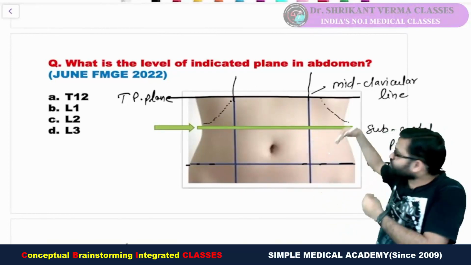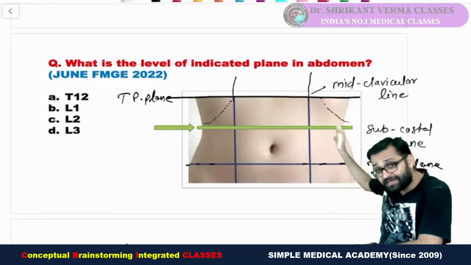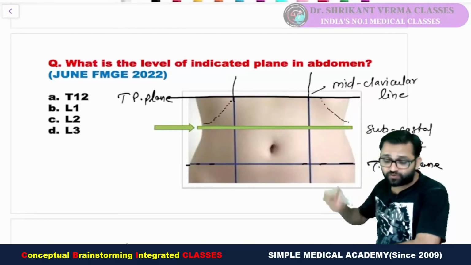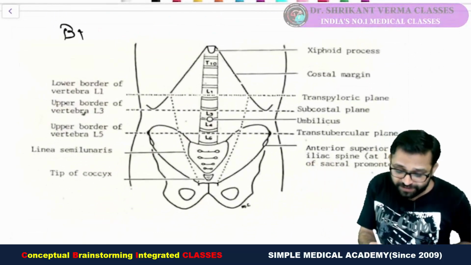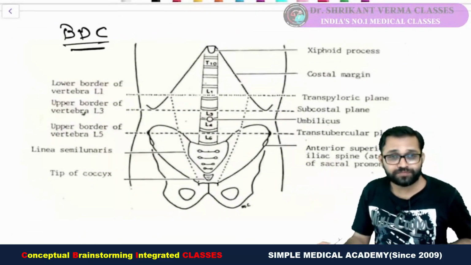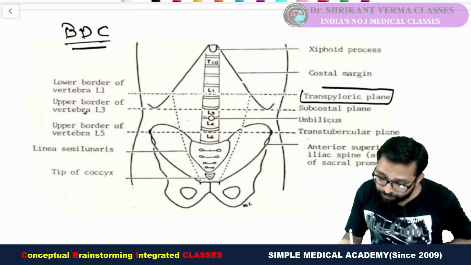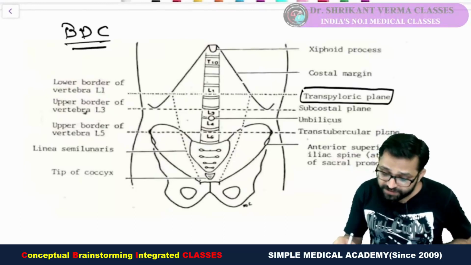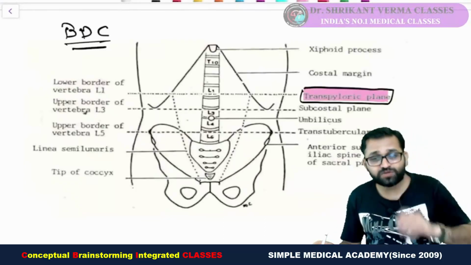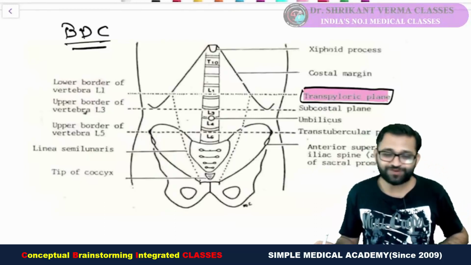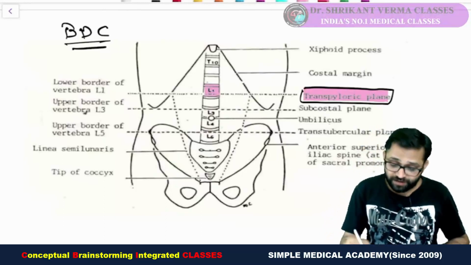So this was a very old question pattern which had recently disappeared but again came into the pattern. So try to understand. Yes, this is the old image from our respected BD Chaurasia sir's textbook. See here, there is one plane, the transpyloric plane, which passes through the pylorus of the stomach. Getting the point? Yes, it passes through the pylorus of the stomach. That's why transpyloric. Yes, it passes through the first lumbar vertebra. Okay, sir.